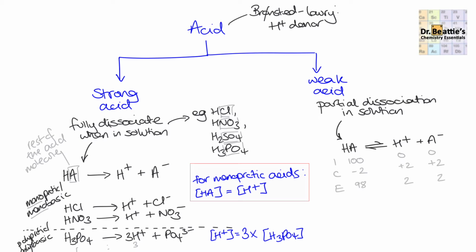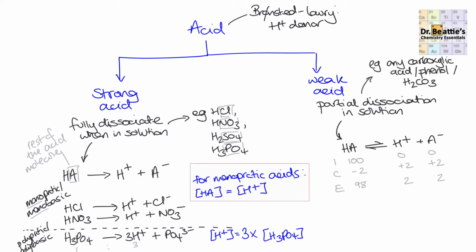Whereas the other 99 or 98 molecules would remain unchanged. So we show this quite simply by using a reversible arrow. You'll see that strong acids always have an irreversible arrow because all of the molecules go from this state to this state, whereas here they're fluctuating between.